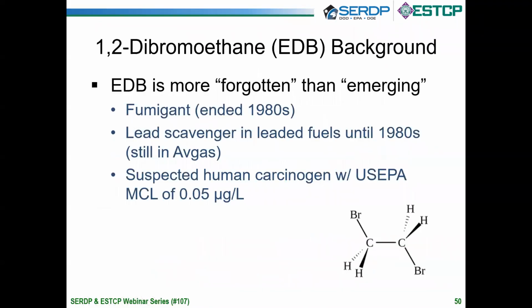So from there, I'll move to dibromoethane, or EDB, and it's not really emerging, it's just forgotten. It was a fumigant used in the 80s. It was a lead scavenger in leaded fuels. It's still in aviation gas, and it has the second lowest MCL of any of the regulated compounds for drinking water, at 50 parts per trillion. So this is in the range of what we're concerned about for PFAS, certainly. And this is a pretty well-known carcinogen.